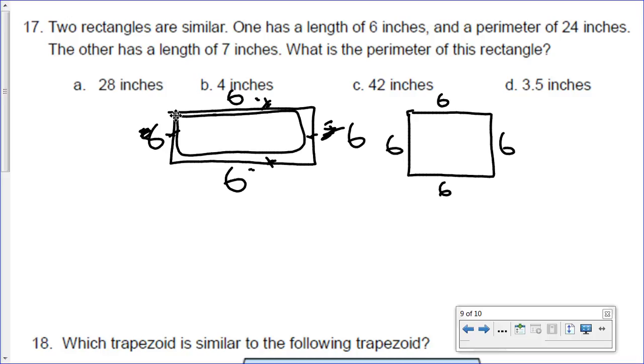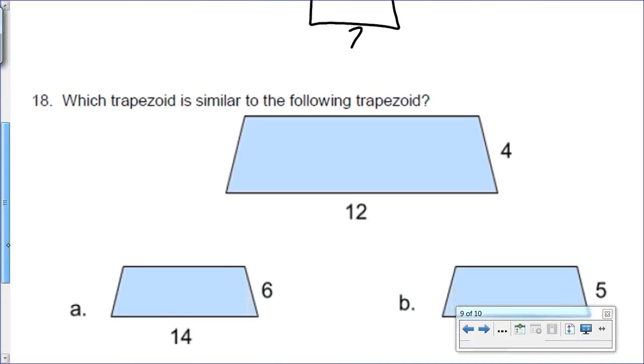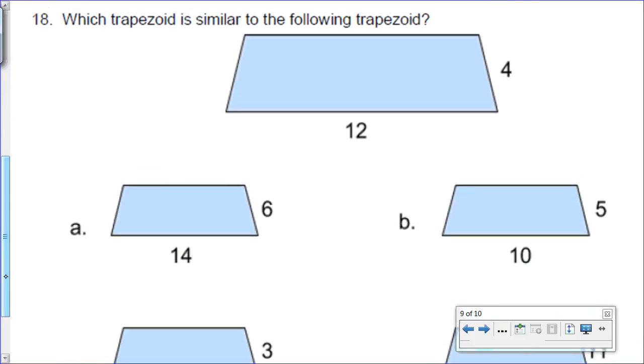Since we know that they're similar, we know that the sides are going to have the same relationship to each other. So this one's not going to be too bad. And 7, 7, 7, 7. Okay, and I'll let you do the math from there with the calculator, but hopefully that will make it a little easier for you. Okay, which trapezoid is similar to the following trapezoids?